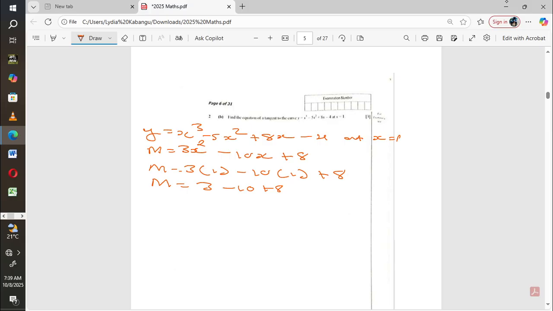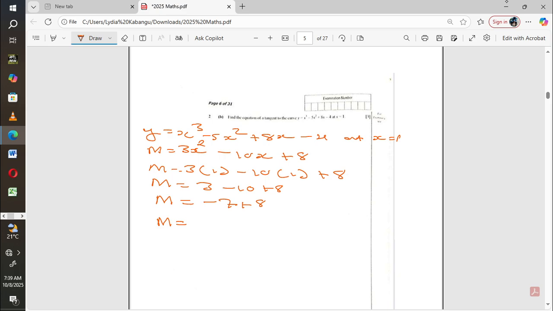Okay, so our gradient equals, what is 3 minus 10? That's negative 7 plus 8, which is going to give us what? Negative 1. So our gradient equals negative, so not negative 1, but 1. Okay, so our gradient is going to give us 1. What is negative 7 plus 8? The answer is 1. So this one becomes our gradient. So now we have our gradient.